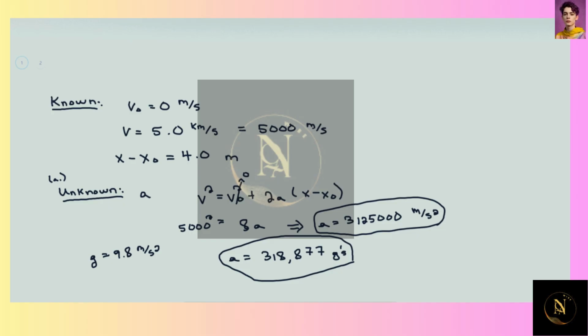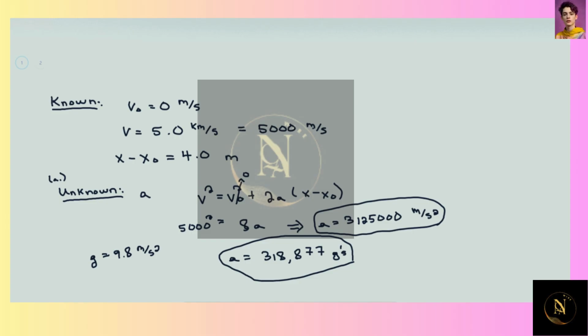use the kinematic equations. I'm going to use this kinematic equation, which tells us that v squared is equal to v naught squared plus 2 times the acceleration times the distance traveled. The distance traveled is known, it is equal to 4, and so 4 times 2 gives us this 8 here. V naught is 0 because of this, and so that term goes away. And v is 5,000 meters per second, and so we square that and then equate it to 8 times the acceleration. When we plug this into our calculator, we get that the acceleration is 3,125,000 meters per second squared.